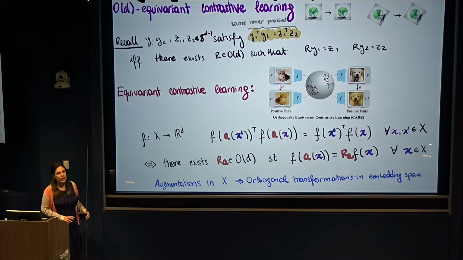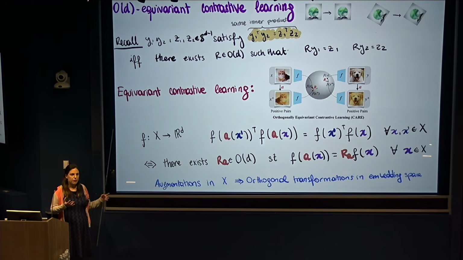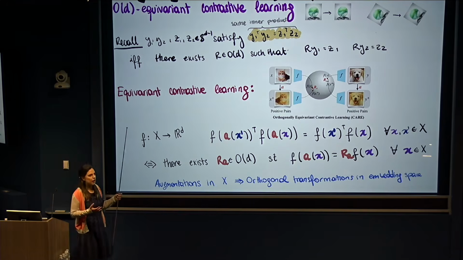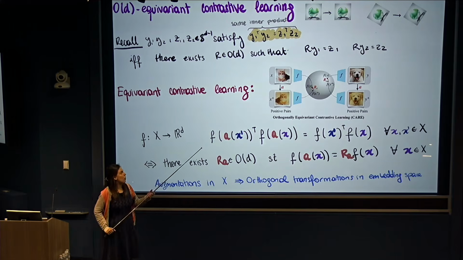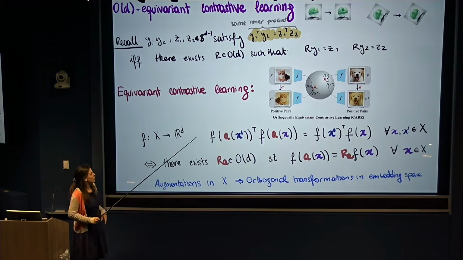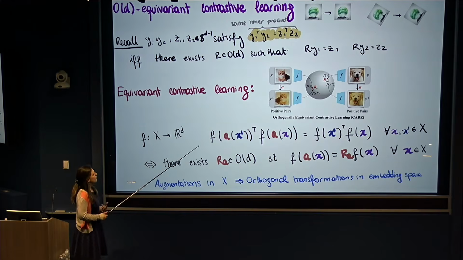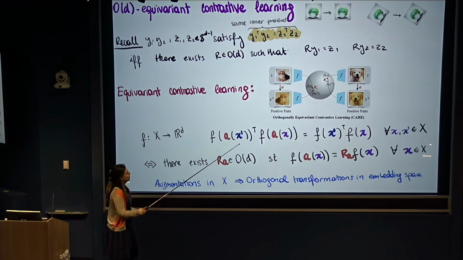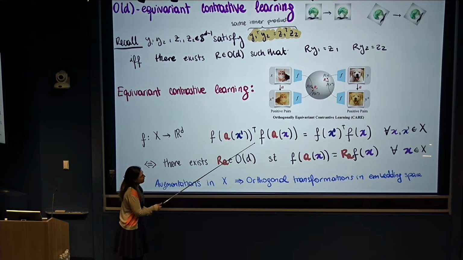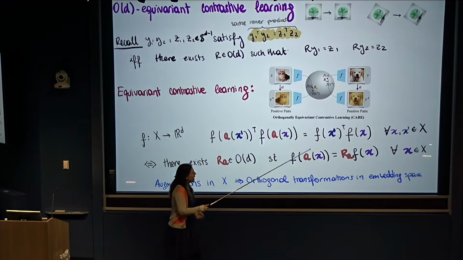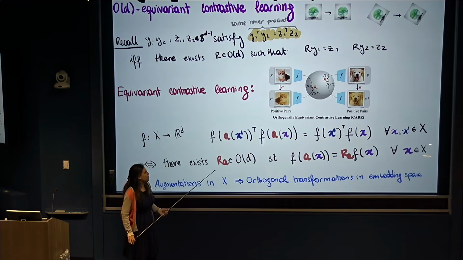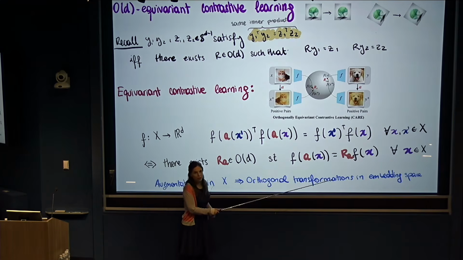OK, so the way you do that is by using this idea of the fundamental theorem of invariant theory that tells you that if you have two pairs of points and they have the same inner product, then there exists an orthogonal transformation that sends the first pair of points to the second pair of points. And this is an if and only if. So you can write your embedding to satisfy that the inner products of the embeddings of your augmentations are the same as the inner products of the embeddings of your original images. And if you satisfy that, you know that there exists an orthogonal transformation that makes the diagram commute.